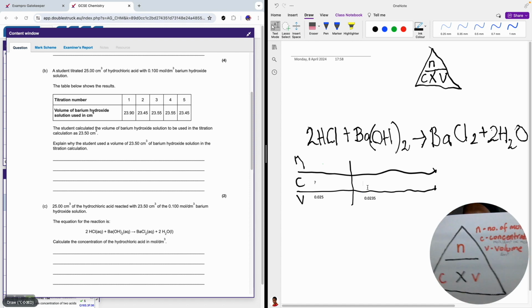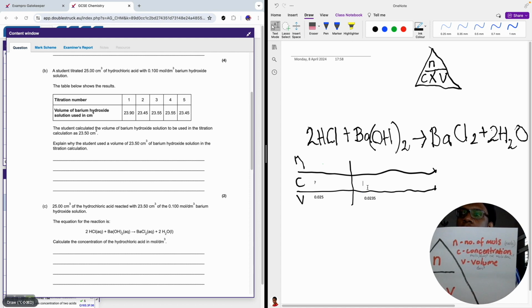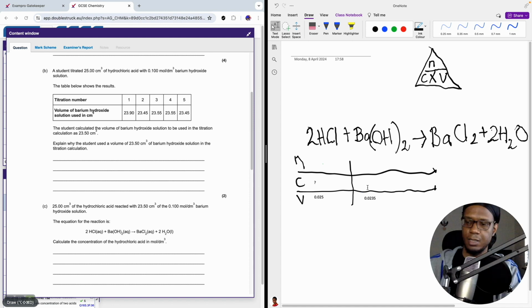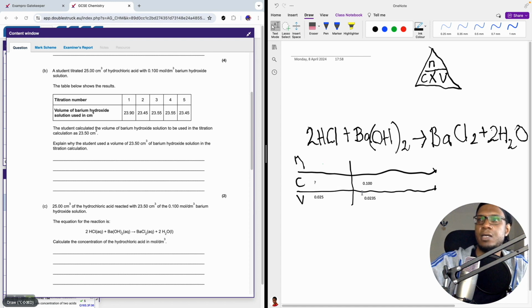We are given the concentration of barium hydroxide solution. Remember from here that our concentration can be written as mol/dm³, or sometimes mol dm⁻³. So I'm going to write this down here: 0.100. Notice how it's in 3 significant figures. This tells us something about how we should present our answer at the end. We've got 2 knowns on this side, so we can use this to calculate the number of moles. N equals CV, number of moles equals concentration times volume. So 0.1 multiplied by 0.0235 gives us 0.00235.